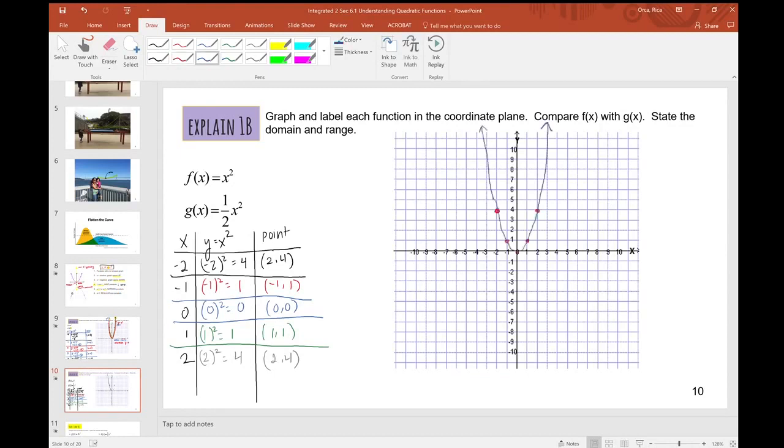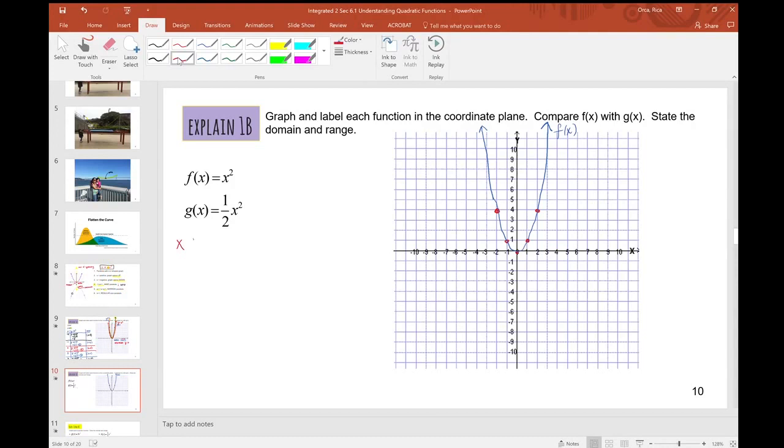Let's graph g of x, make an x and y table. So notice how this time we have a fraction of 1/2. For my x values, I can continue to use -2, -1, 0, 1, 2, but if I do that, then I'll end up with fractions. To avoid fractions, I'll go ahead and use x values that are multiples of 2. And I went with a multiple of 2 because if you look at the denominator of the fraction, it's a 2. Now, if the denominator was a 3, then I would go with multiples of 3.